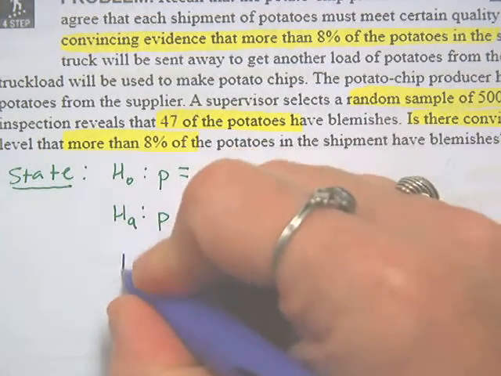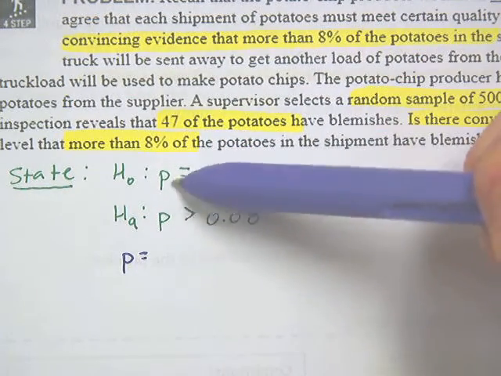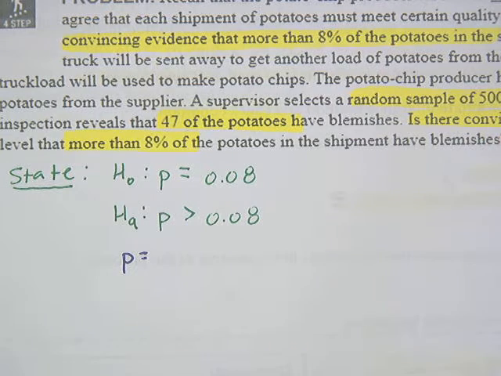The next thing you're going to need to do, since you just wrote a p in each of these, is tell me what p stands for. What does it mean in this problem? It's the what? Yes, it's the proportion of the potatoes specifically in the entire truckload. That's the population, this whole truckload of potatoes.